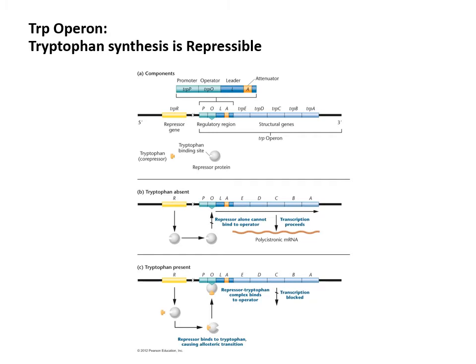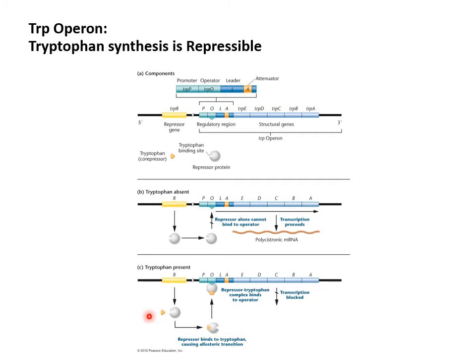Okay, so when you look at these processes, option B here shows tryptophan absent. Like we said, if there's no tryptophan, the cell will need to make some. So you'll notice that the repressor is not the right shape in this scenario. It won't be able to bind to the operator, so the polymerase will get to bind to the promoter and express the genes.